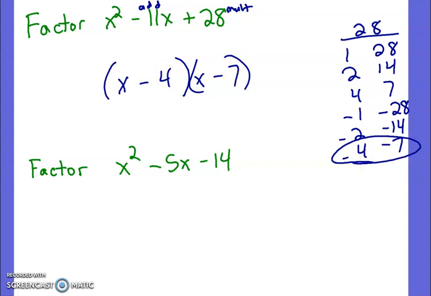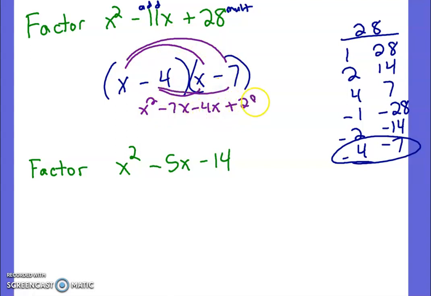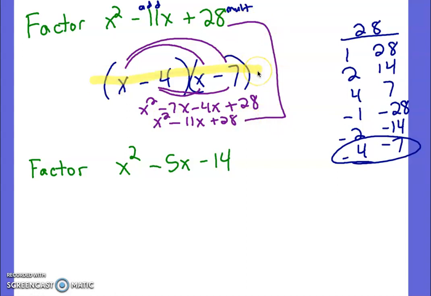And remember, how do I check this? Remember, if I FOILed this, x times x, x times -7, -4 times x, and -4 times -7. And the two middle terms add together to give -11. And notice that is the exact same answer. So my answer to the problem was that. This is just check work right there.